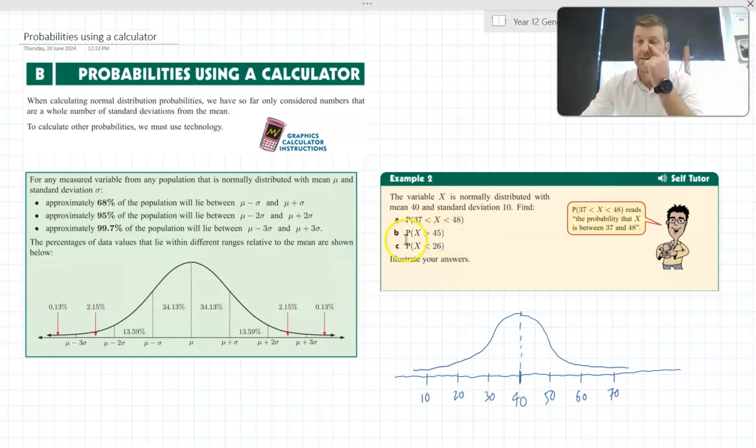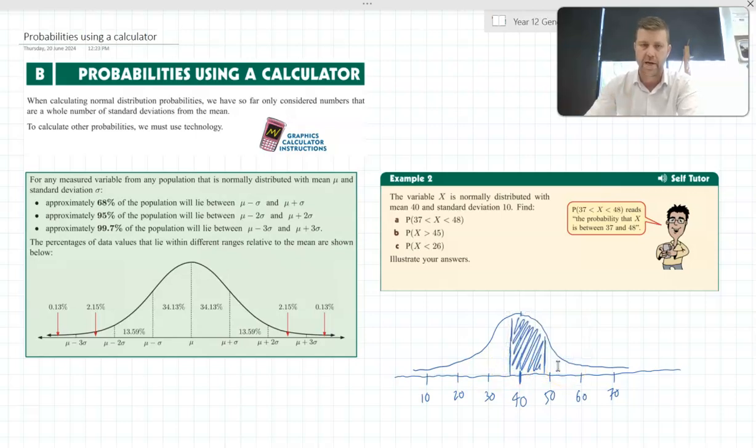The question here says, what is the probability that x is between 37 and 48? Notice that 37 and 48 are not a whole standard deviation away from the mean. So I'm just going to shade roughly in where we're talking about here, between 37 and 48. So 37 approximately would be here, and 48 would be here. So we're talking about if we selected a random data point, what is the probability it would fall between 37 and 48?